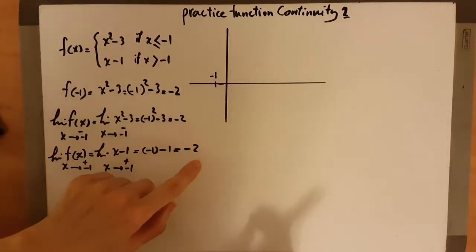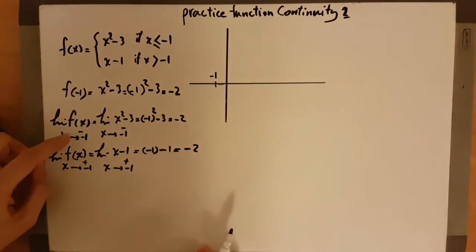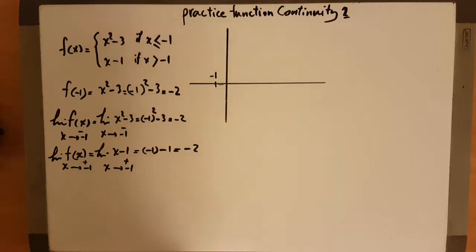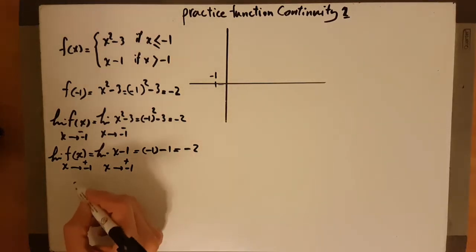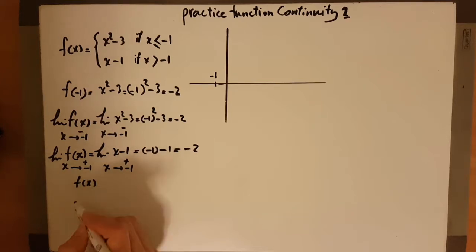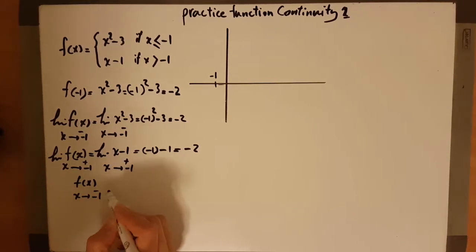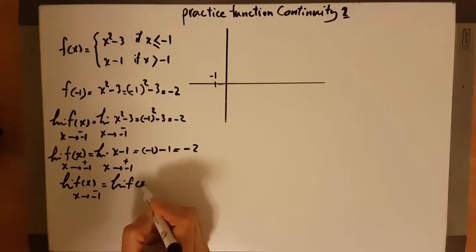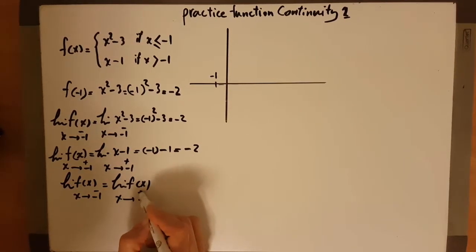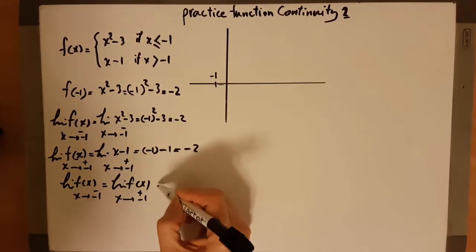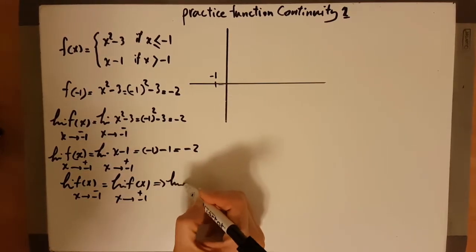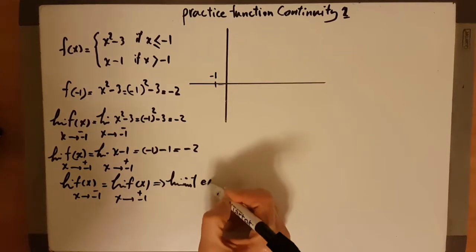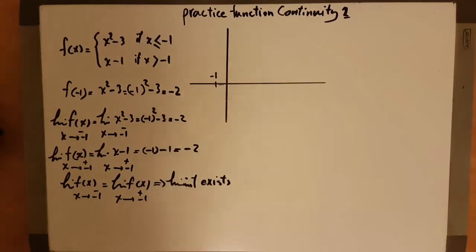Interestingly, look, they are equal. So the left limit ends up being equal to the right limit. Therefore I can say that the limit of f(x) if x goes to -1 from the left side equals the limit of f(x) if x goes to -1 from the right side. So the limit exists. Okay, this condition is met.